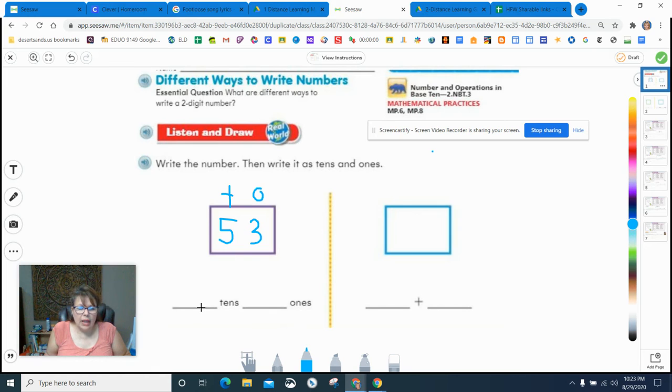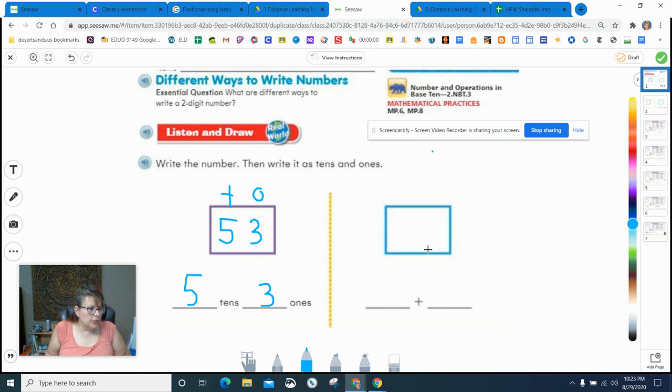So now they're telling me I have to represent it with number and word. So I go, oh, the 5 is under the T. That means I have 5 tens. So I put 5, not 50. I only have 5. Then I go to the ones place, and I see in my standard form that I have a 3 under the O, which is the ones. So I know that I have 3 ones.